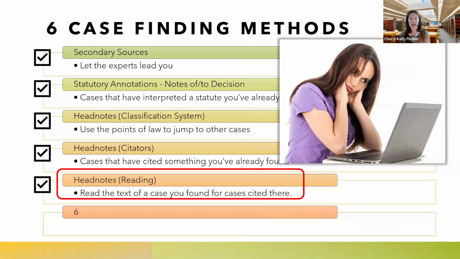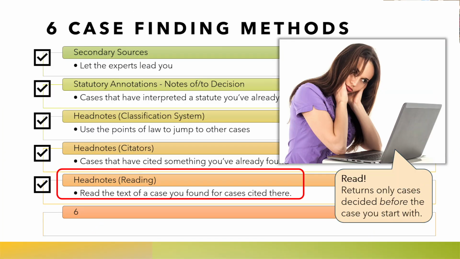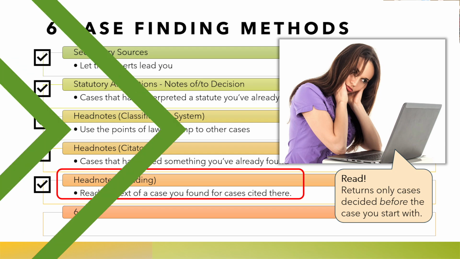Okay, number 5 is also headnotes. Here you read the case that you already have open, letting the headnote number navigate you down into the opinion to see what authority the court cited for that point of law. Now that method is only going to return cases. My slide is wrong. Only going to return cases decided before the case you start with. I'll change my slide before I post them. It only returns cases before the case you start with. Why? Because it's cited in that case. The case came before your case. Okay, sorry about the slide error.